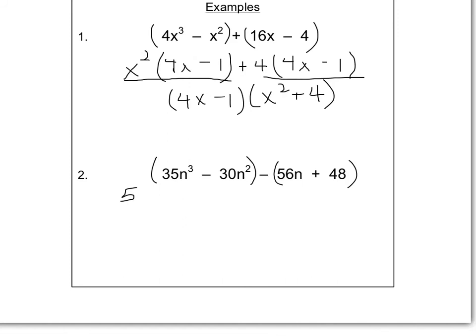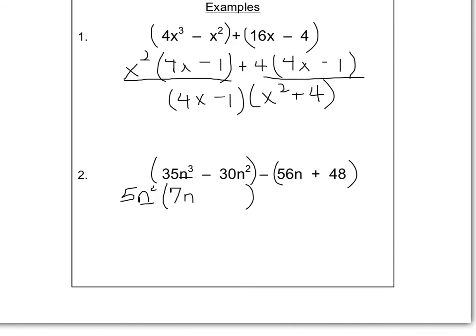Also, between these two terms up top here, do they both have a variable? Well, they sure do. They both have an n, and they have at least an n squared. So we're going to take out a 5n squared. Again, divide the numbers, subtract the exponents. So 35 divided by 5 is 7. N cubed, that's 3 minus 2, n squared.